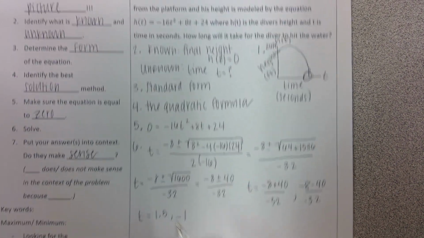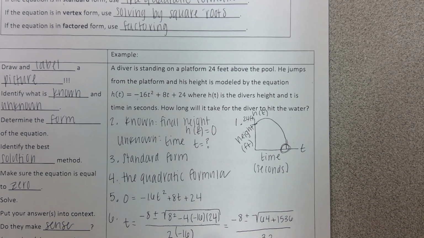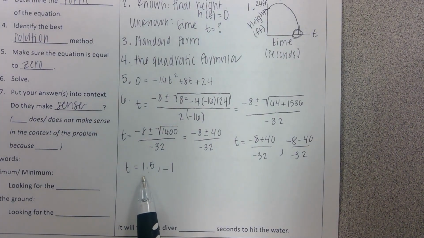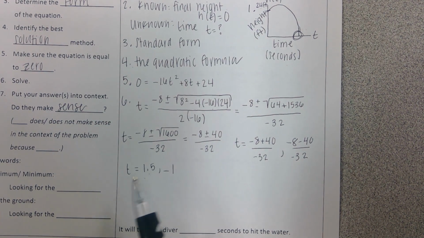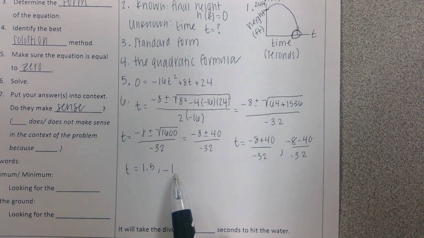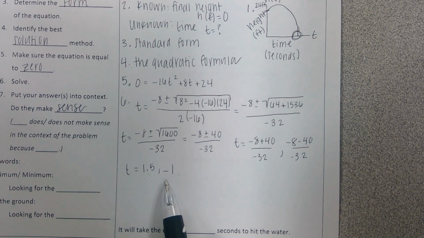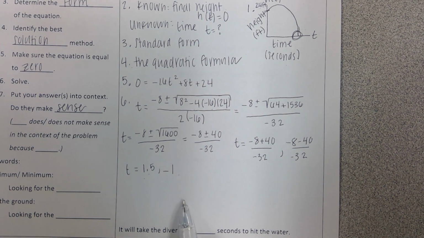So if I look at this, let's look at the context of my problem. It's asking me how long will it take for the diver to hit the water. So if I come down, all right, it'll take the diver 1.5 seconds to hit the water. That sounds pretty reasonable. It will take the diver negative 1 seconds to hit the water. Now let's think about that. We have time here. We can't have time be negative, right? Something's happening. We can't have time be negative. It can't take the diver negative 1 second.